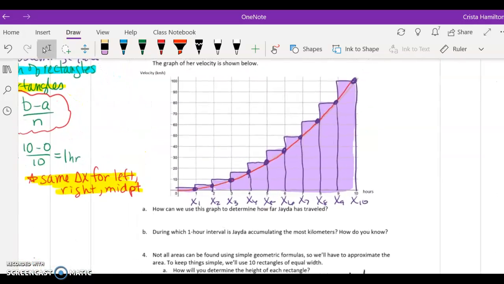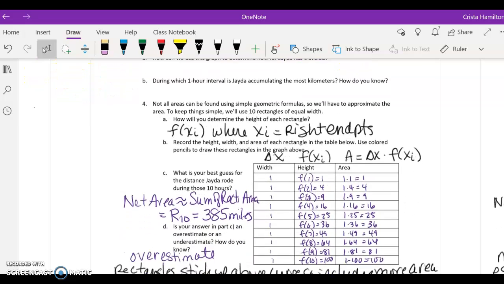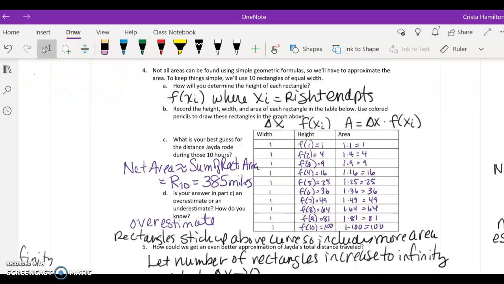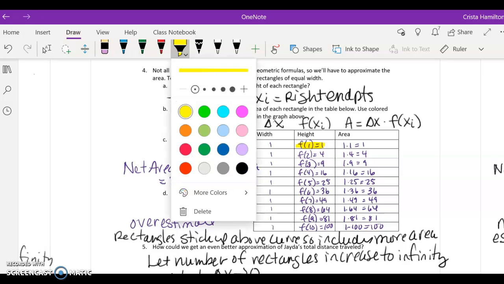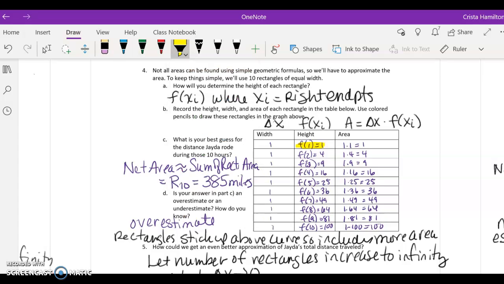So over here in this example, notice that now my endpoints, when I'm looking at them, for each rectangle, you're choosing the one on the right side. So the first rectangle would be 1, then 2, 3, and so on, heading up until we hit the 10th rectangle, whose right endpoint is 10. And so then when we go to calculate our areas, in this case, notice we start with f of 1 because that's the right endpoint. We run through the chart and then we add it up, and we see that our right endpoint is going to have an estimate of 385.